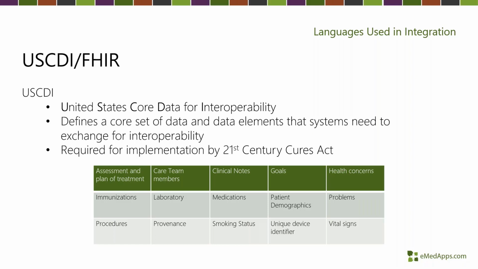So assessment and plan of treatment, care team members, clinical notes, goals, health concerns, immunizations, laboratory, medications, patient demographics, problems, procedures, provenance, smoking status, device identifiers, and vital signs are covered in the USCDI. And then underneath each of those are a series of data elements that are required to be supported from that given data set.